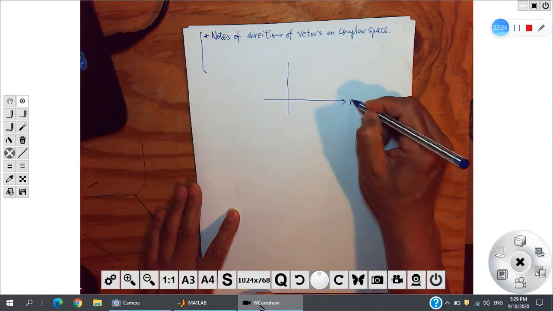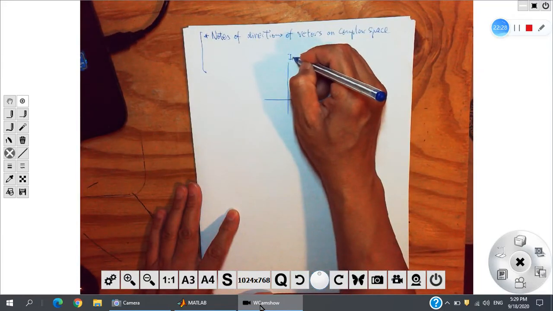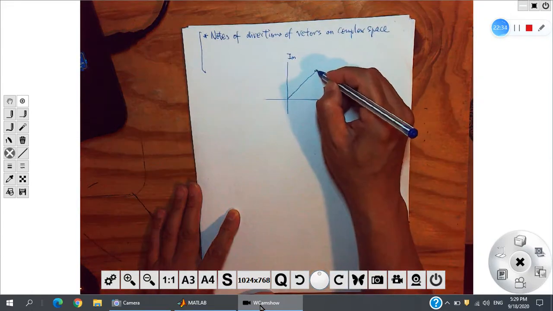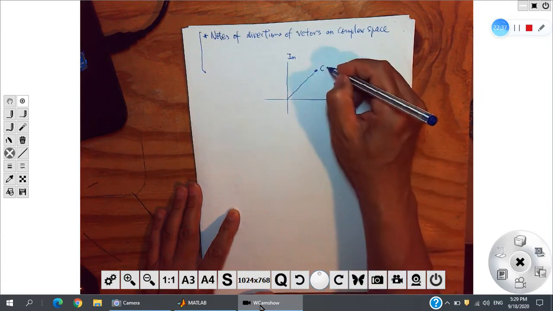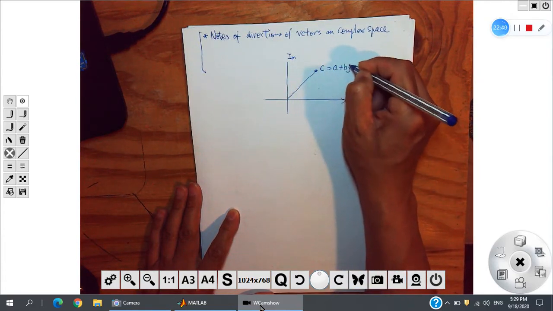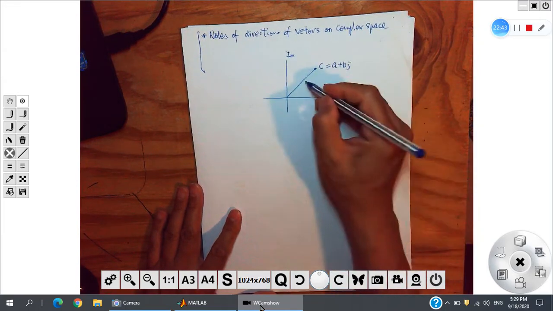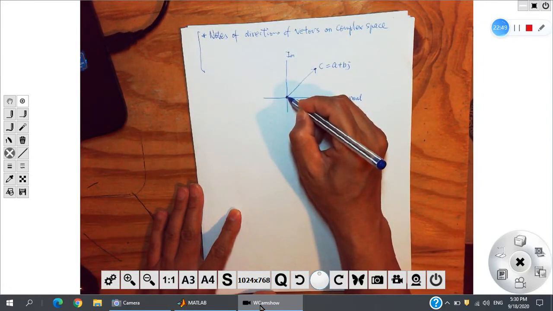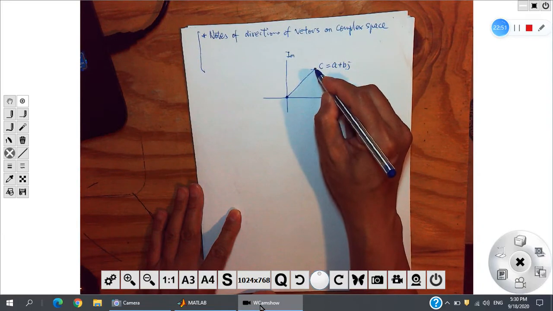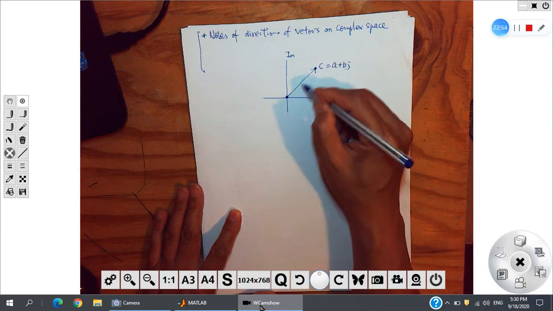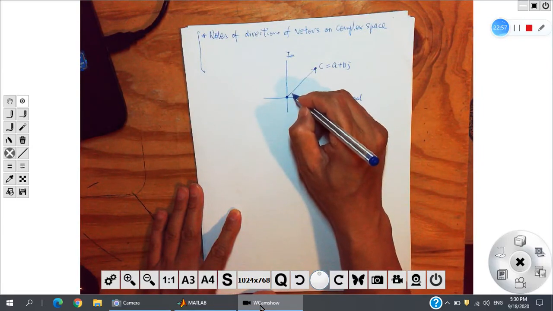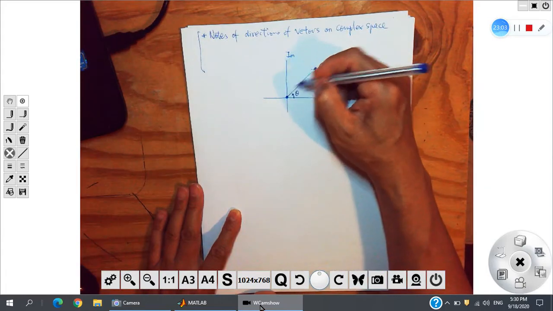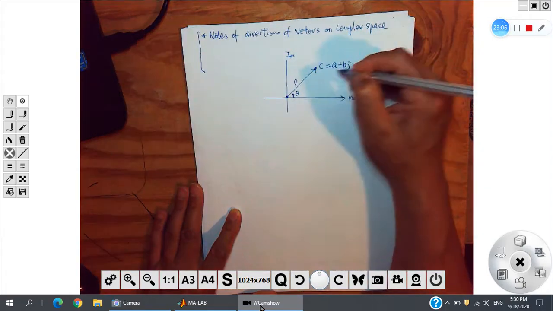Then we have the real axis, we have the imaginary axis, and suppose we have a point here, C, a complex number. C is a plus bj. Then we can consider C as a vector, starting from the origin and ending at this point. And here you have the angle theta, and here will be the length, rho, the length of the vector.